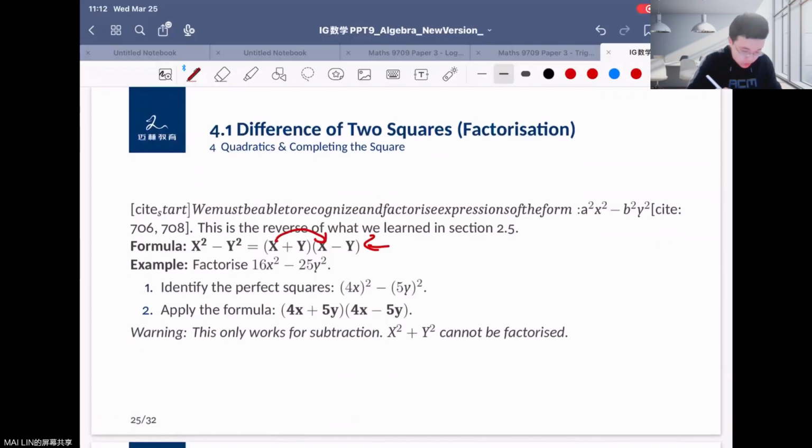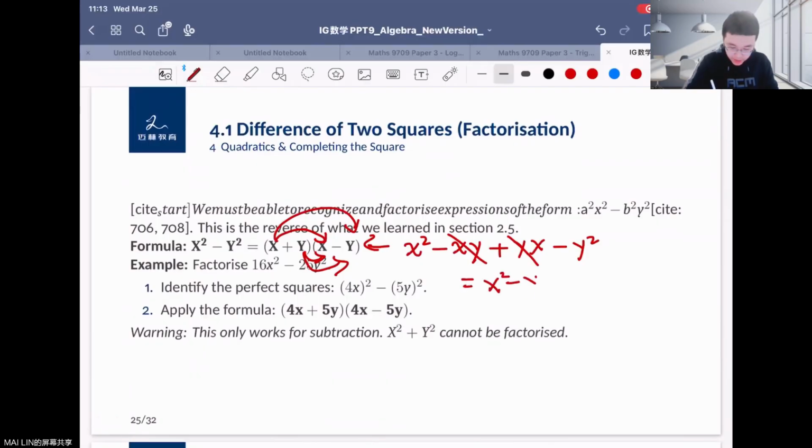Okay. So how to do this, you can first use terms times terms. That is x times x is x squared. And x times negative y is minus xy, right? And y times x becomes yx, and y times negative y becomes negative y squared. Here you can find one is negative xy, another is plus xy, so they delete each other. So we have x squared minus y squared. That is for factorization.